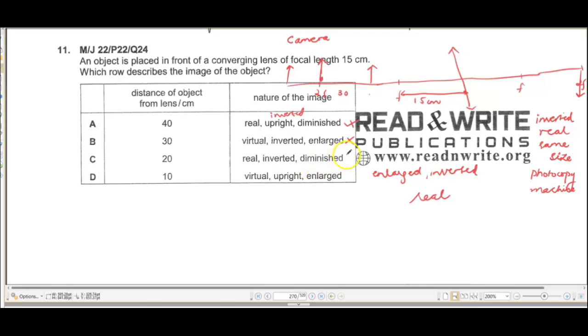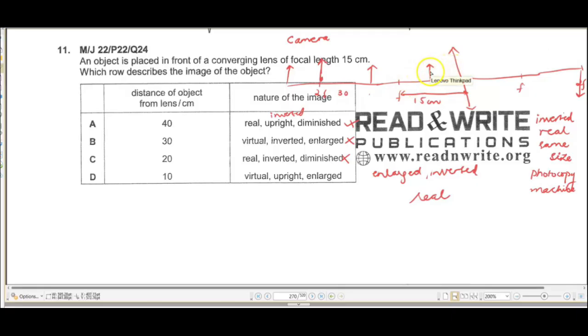This is not going to be diminished. So this is also not correct. And when it is D, which is 10, so basically now the object is between the optical center of the lens and the focal point. So this now is an example of using a converging lens as a magnifying glass.